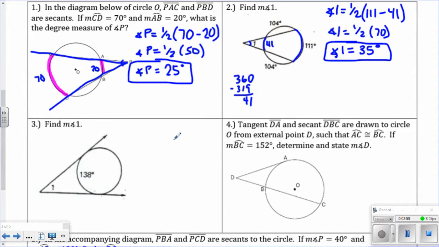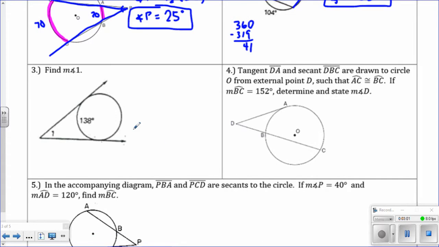Number 3. In this case, you have 2 tangents because they touch the circle. If you look, one place, 1 point over there as well. Okay, so angle 1 we want to find. It's an exterior angle. It's half of the difference of the intercepted arcs. And the intercepted arcs, let me highlight. I just highlighted in green the 2 intercepted arcs.